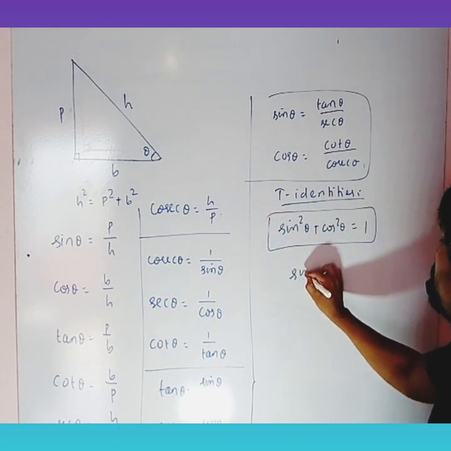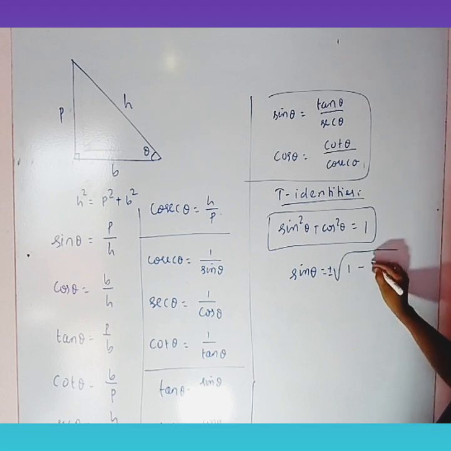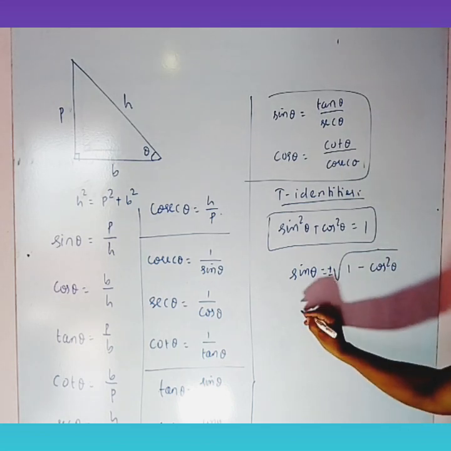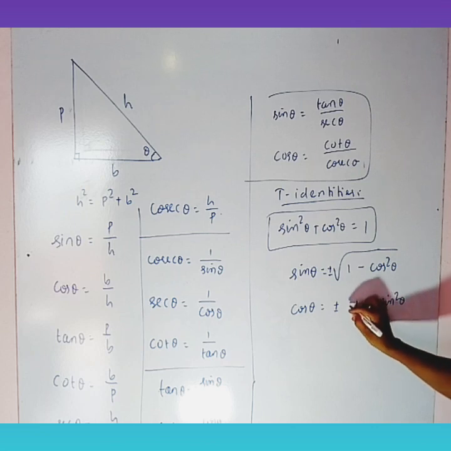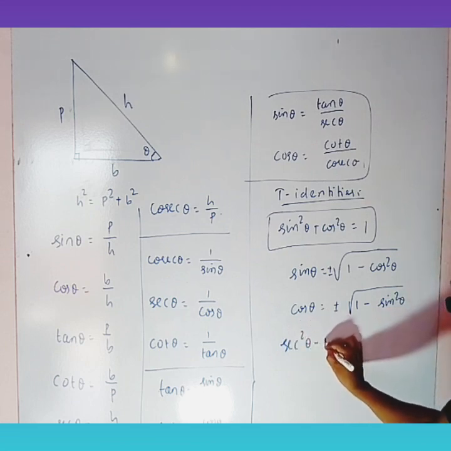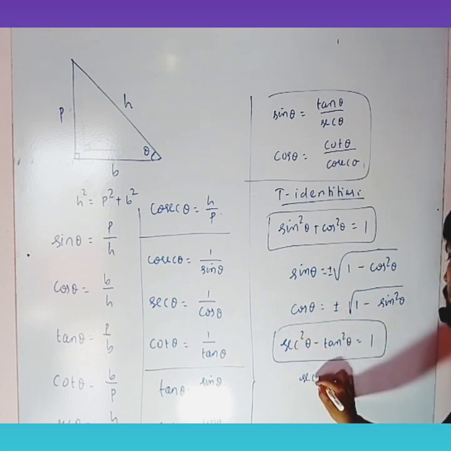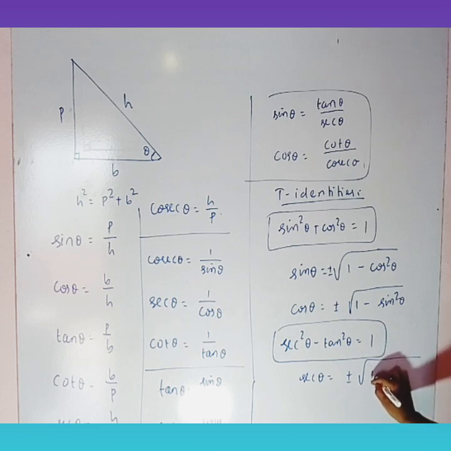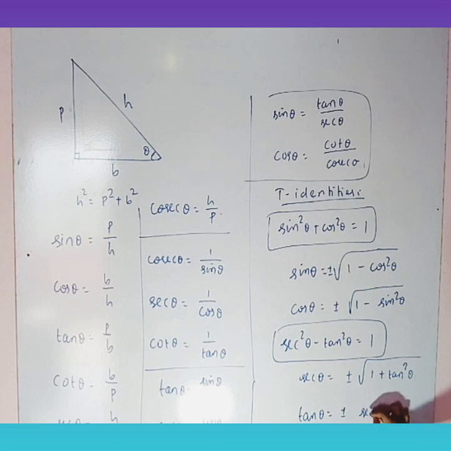So you can write sin theta equal to plus or minus square root of 1 minus cos square theta, and cos theta equal to plus or minus square root of 1 minus sin square theta. Under trigonometric identity, sec square theta minus tan square theta equal to 1. From this, sec theta equal to plus or minus square root of 1 plus tan square theta, and tan theta equal to plus or minus square root of sec square theta minus 1.